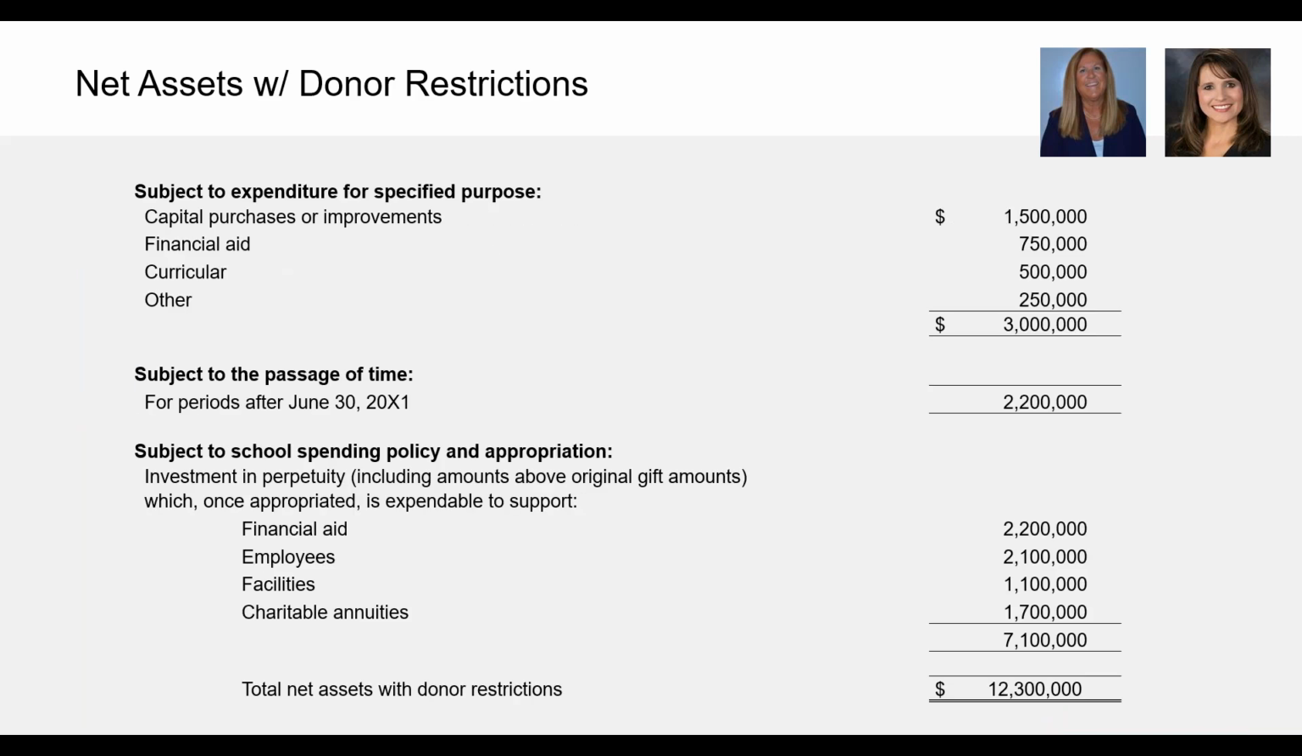So this is a disclosure very similar to what you've seen before. This is your net asset with donor restrictions disclosure. This one will be a new disclosure, and you'll see at the top the separation of those restrictions that are for specified purposes, those that are for the passage of time, and then down in the bottom section, that is really your endowment, right? Those are subject to spending policies and appropriations.